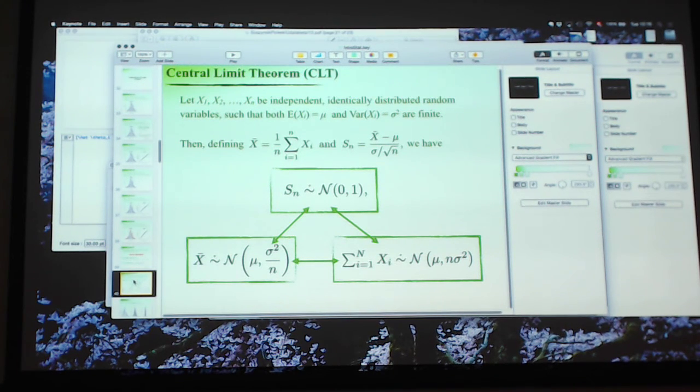Then the sum, or the average, will follow approximately a normal distribution. If you standardize it, like with Sn here, then this follows a standard normal distribution. If you just sum it, or take the mean, it also follows a normal distribution. These are all equivalent presentations of the central limit theorem. So this is why the normal distribution is important.